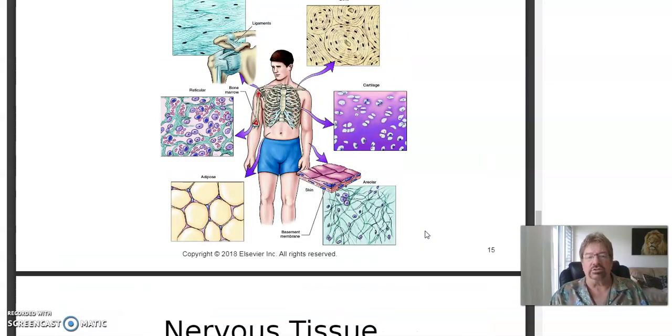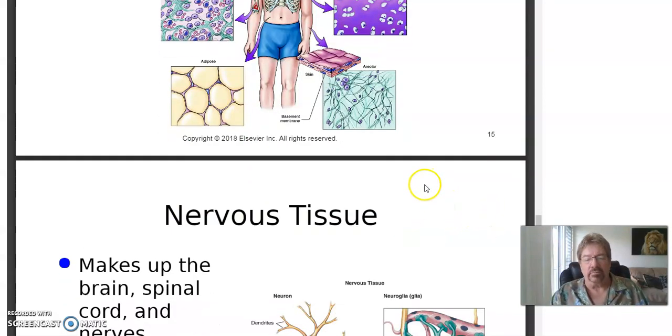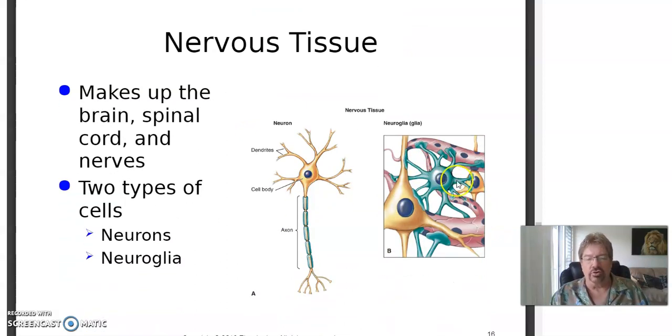Okay, are there any questions? I guess not. All right, moving on to nerve tissue. It makes up the brain, spinal cord, and all the nerves.